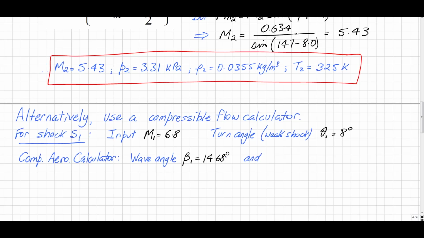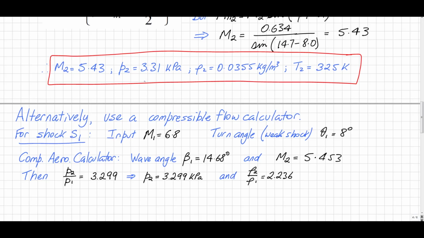The calculator also gave us directly the Mach number downstream of the shock wave, and that was 5.453, compared with 5.43 that we'd calculated from our earlier analysis. The calculator gave us the change in static pressure across the shock as being 3.299, so we can use that to calculate the static pressure downstream of the shock, and since P1 was 1 kilopascal, it means that the static pressure downstream of the shock is 3.299 kilopascals. And that compares with our value of 3.31 that we'd calculated up here.